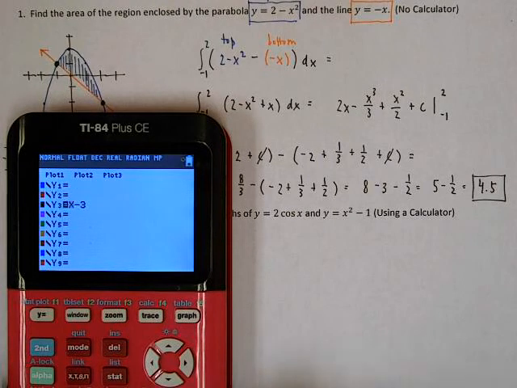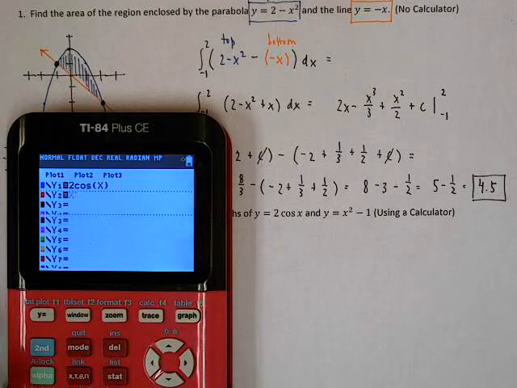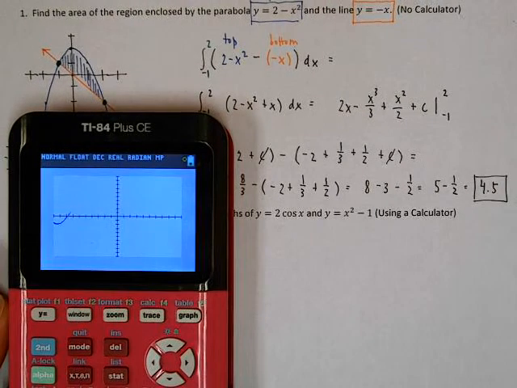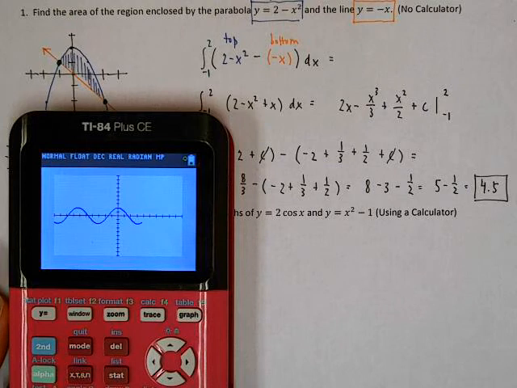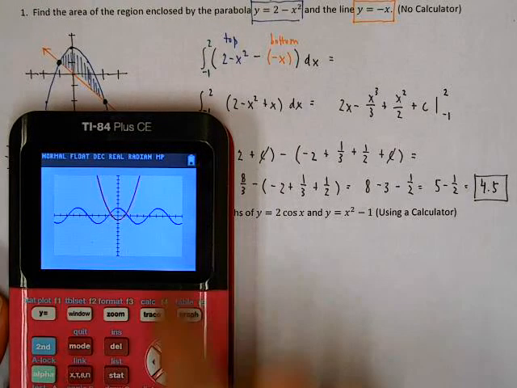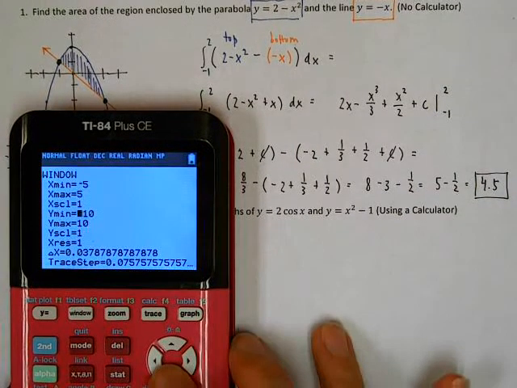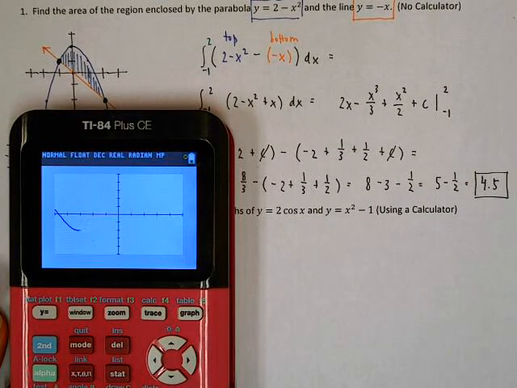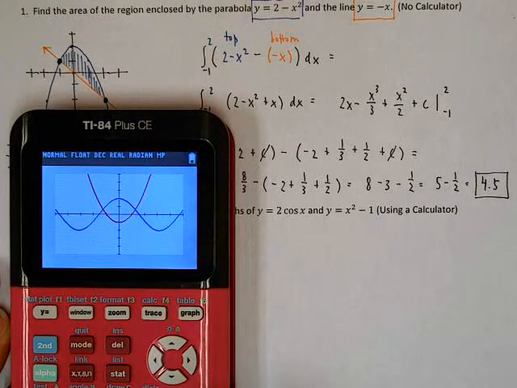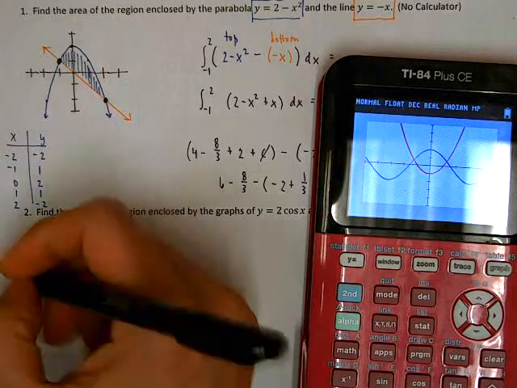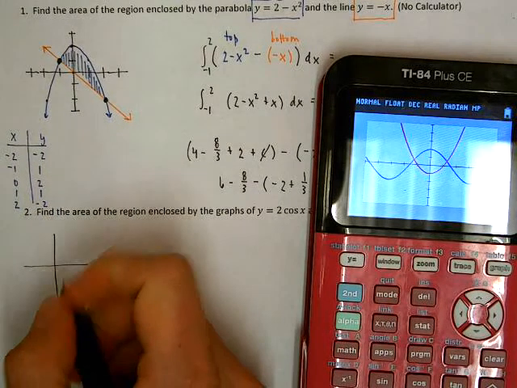So let me clear out what I've got in here. So we have y equals 2 times cosine of x, and then we've got x squared minus 1. So we're going to go ahead and graph. All right, so if I'm looking for the area trapped in between, we can see it's obviously right in that area there. I'm going to go ahead and just shrink my window a bit so we can get a better picture here. All right, so I'm going to go ahead and sketch a picture of what we've got here just from looking at the calculator.